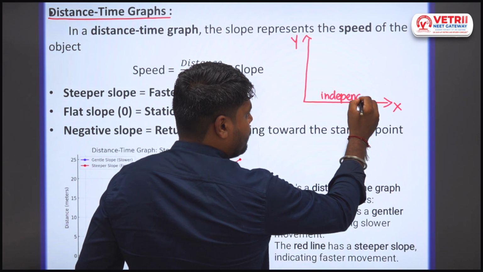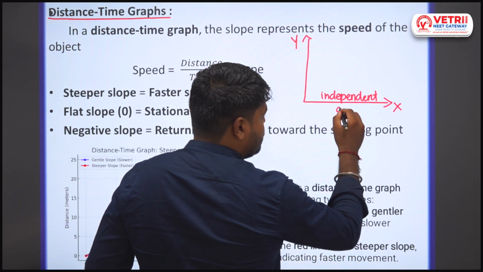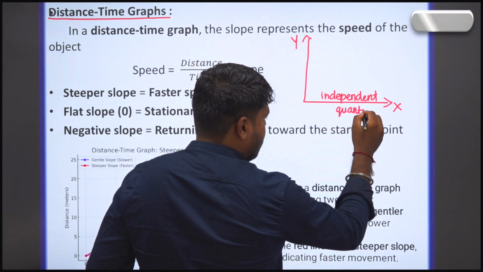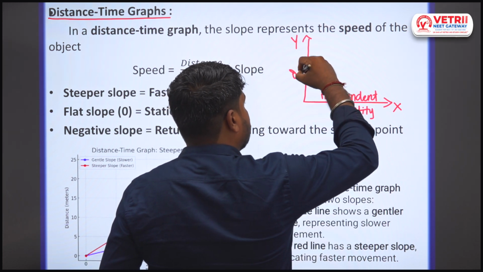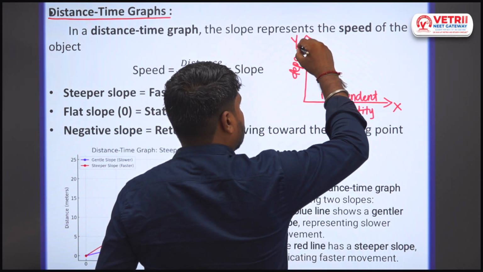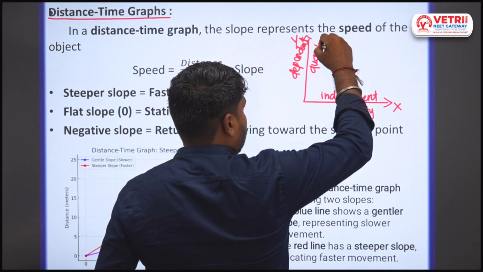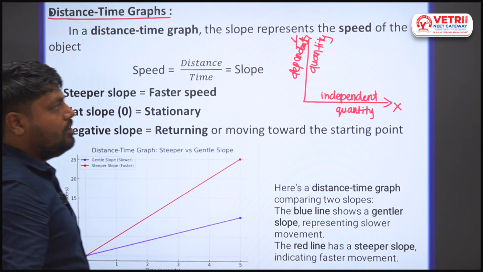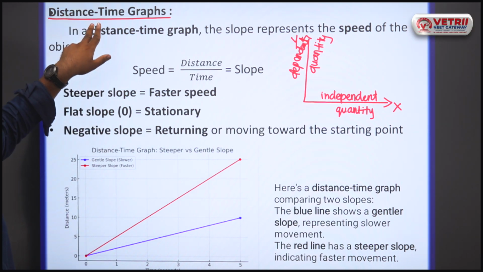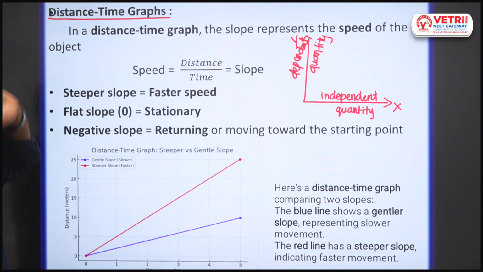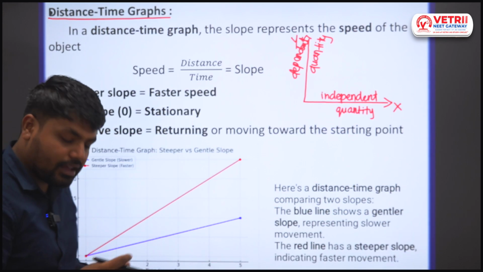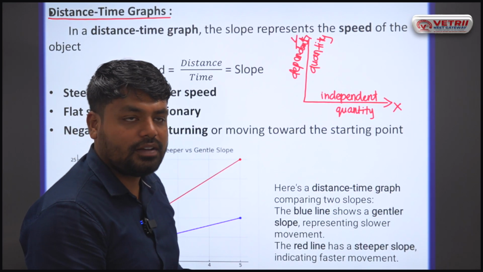Independent quantity. The independent quantity should be placed in the x-axis. Very important. And the other quantity, the dependent quantity, should be placed in the y-axis. So, among these two quantities, distance and time, which one is independent and which one is dependent? Make your answers in your comment section box.